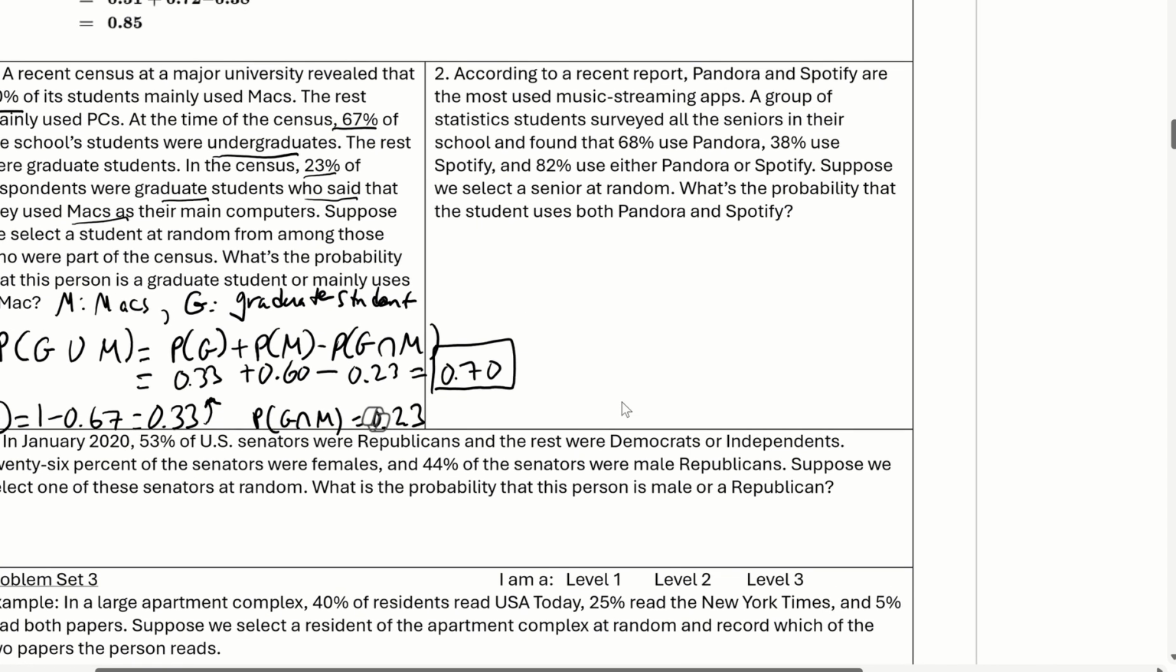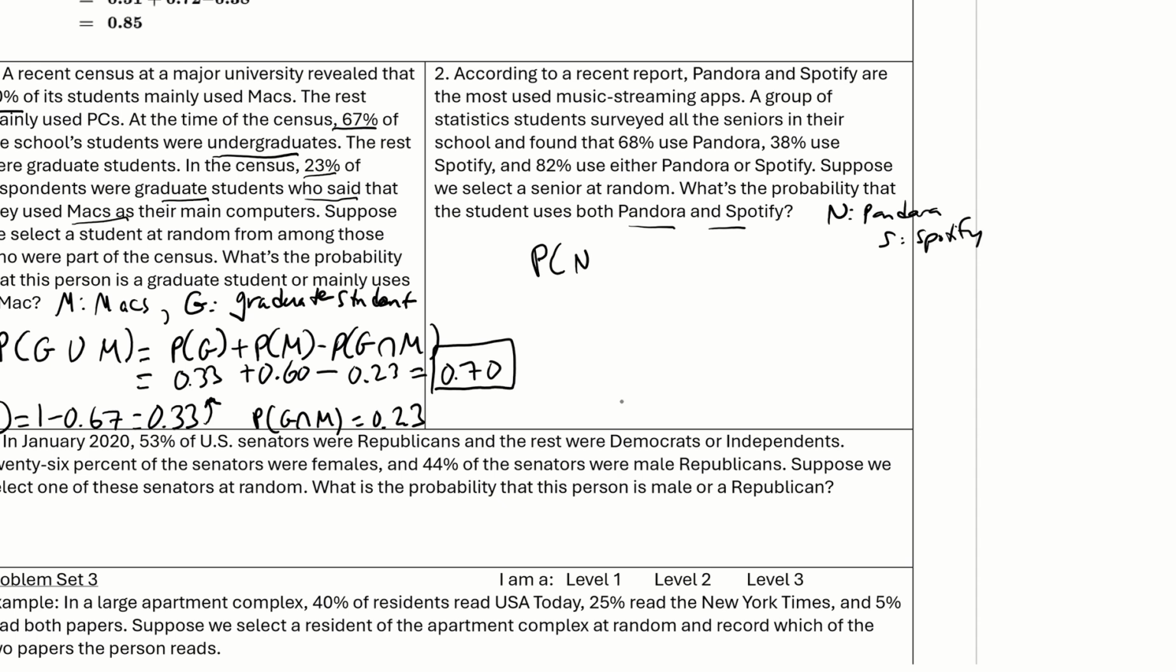All right, number 2, what's the probability that the student uses both Pandora and Spotify? We're going to say N for Pandora and S is for Spotify. So they want the probability of Pandora and Spotify. In order to do that, we need to use the general addition rule. For Pandora or Spotify, the formula is the probability of Pandora plus the probability of Spotify minus the probability of Pandora and Spotify.